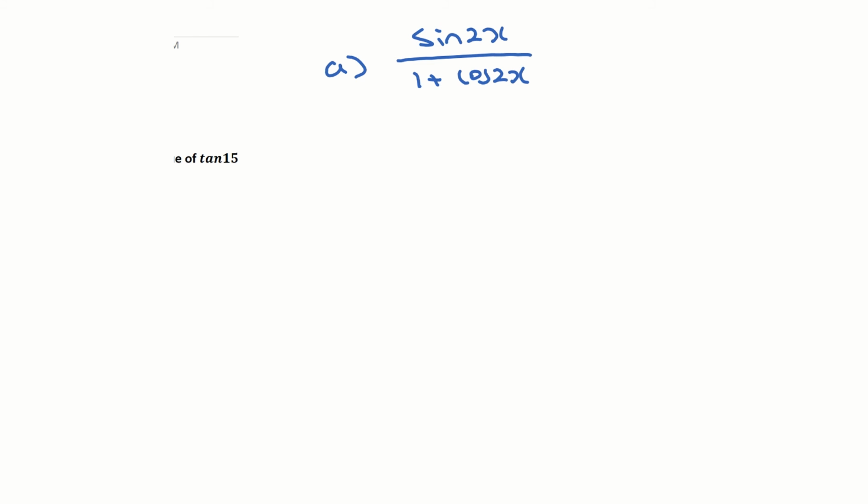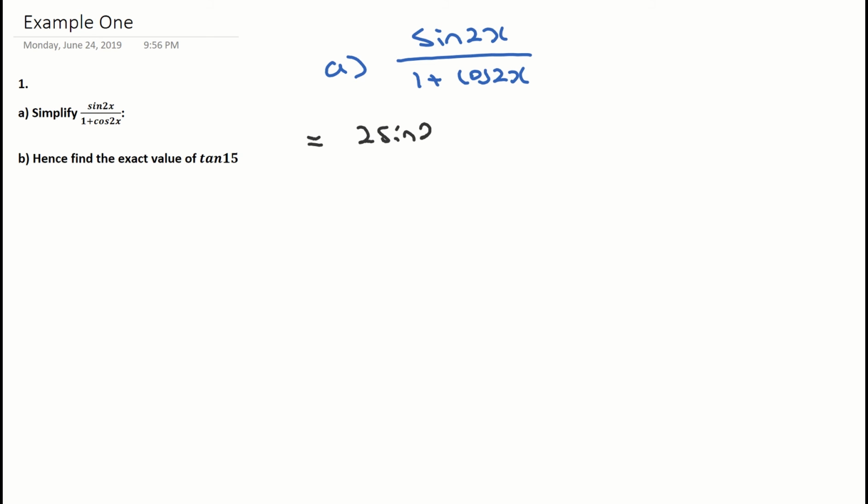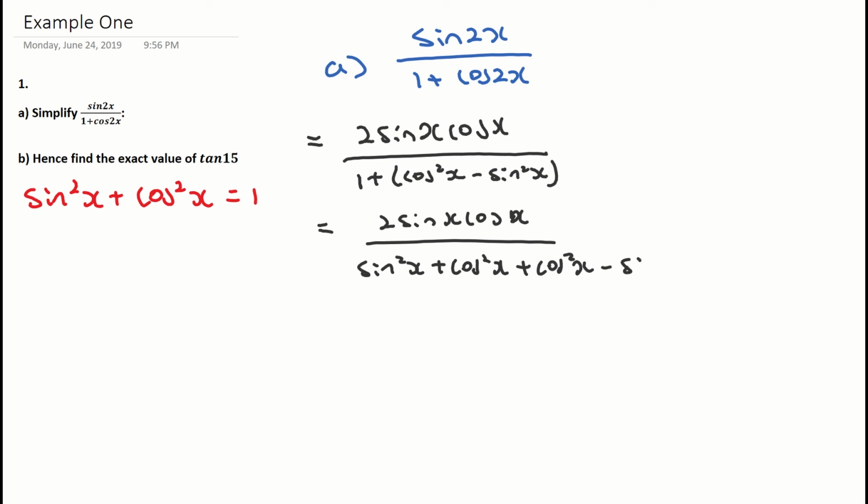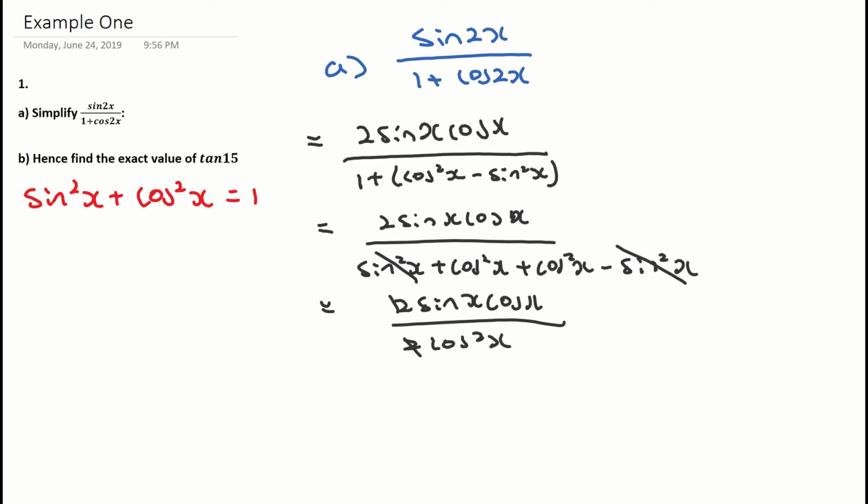Example 1a. Simplify sine 2x divided by 1 plus cosine of 2x. Now we should immediately be able to recognize that sine 2x equals 2 sine of x cosine of x, and that cosine of 2x equals cosine square of x minus sine square of x. Additionally, we can replace the 1 with sine square of x plus cosine square of x using the Pythagorean identity. If we collect our like terms, the denominator equals 2 cosine square of x. We can cancel out 2 cos of x on the numerator and the denominator, leaving us with sine of x divided by cos of x, which we know is tan of x.